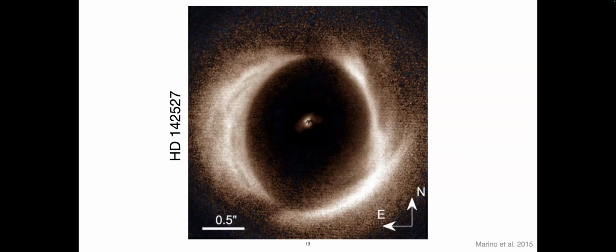In 2015, we observed HD 142527, and this kind of changed the picture of everything. So this is a scattered light observation. What that means is it's picking up the small grains, the small dust grains in the disk, which is showing us the surface of the disk, because those grains are well coupled. They are lofted to the surface of the disk.